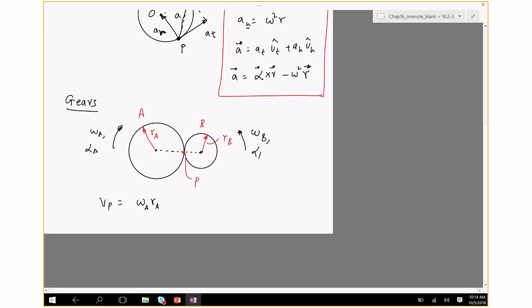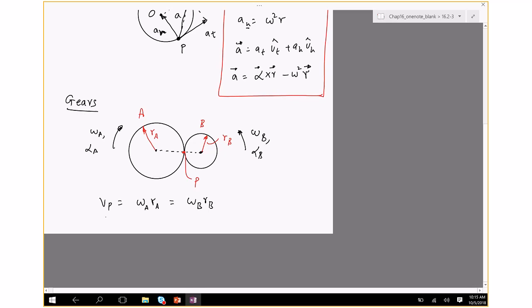and alpha B. So I'm going to write the formula for VP as omega A R A, that is looking at the system through the lens of A, and then you can also write velocity of P using B. So do you see if that relation is true? R A omega A is R B omega B.